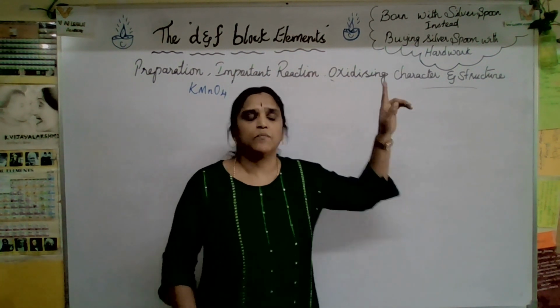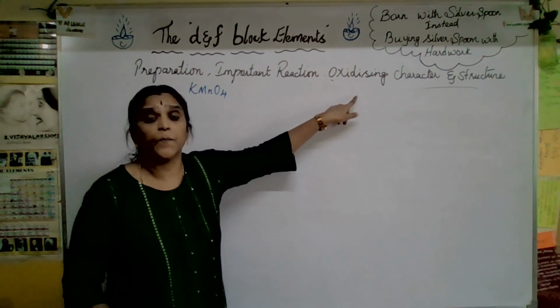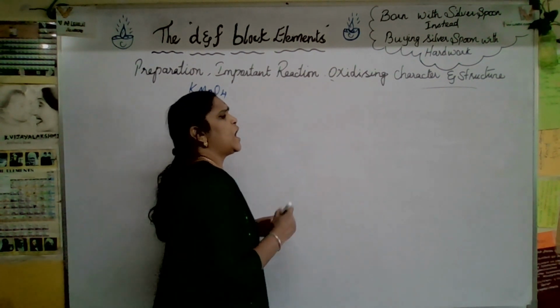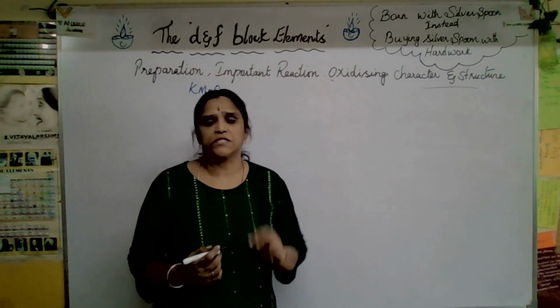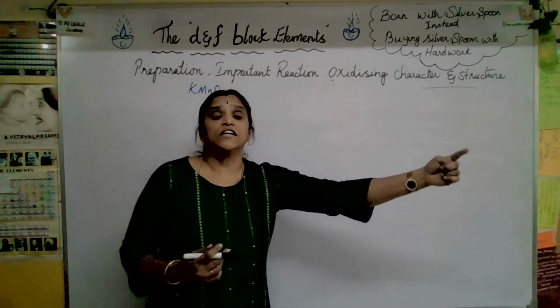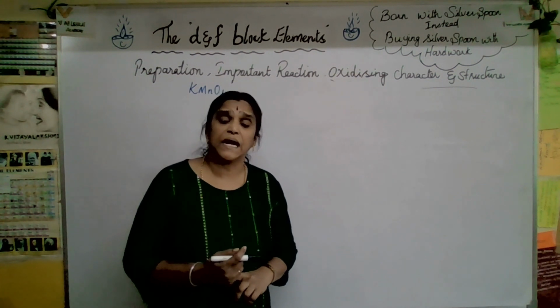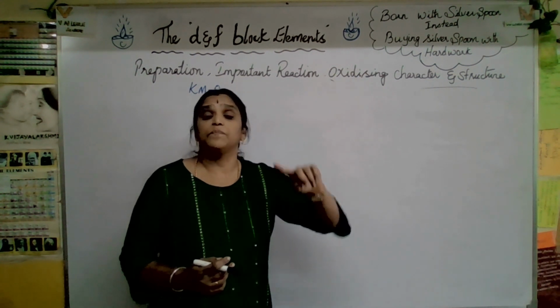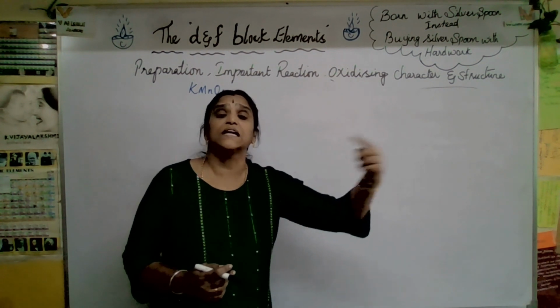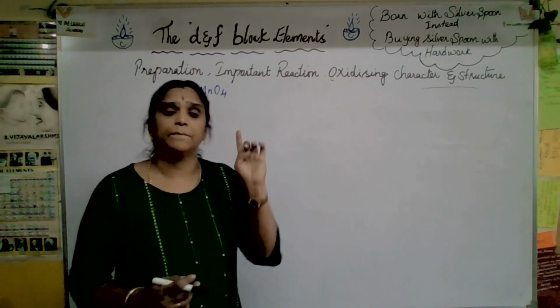Now first and foremost, we are going to learn the preparation of potassium permanganate. How do we prepare it? There are two steps. First step, from the ore it is converted into potassium manganate. Then second step, through an oxidation process, potassium manganate is converted into potassium permanganate.